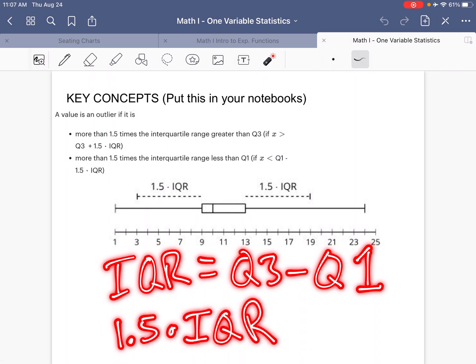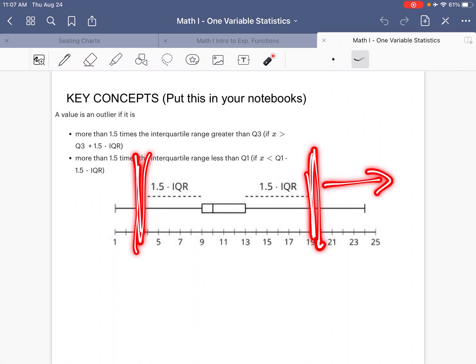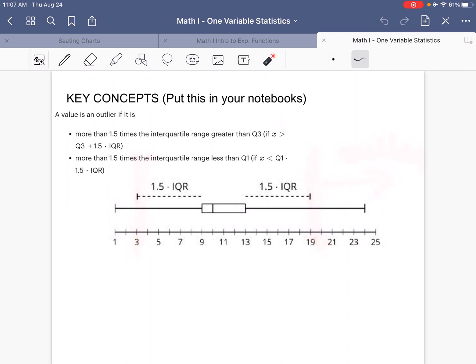Once you find that, you take 1.5 times that IQR. Whatever that equals, you take that number and add it to Q3 and subtract it from Q1. And you're going to get boundaries. It's like fences around your data set. And beyond that is outliers. You got outliers over here, and you got outliers over here.